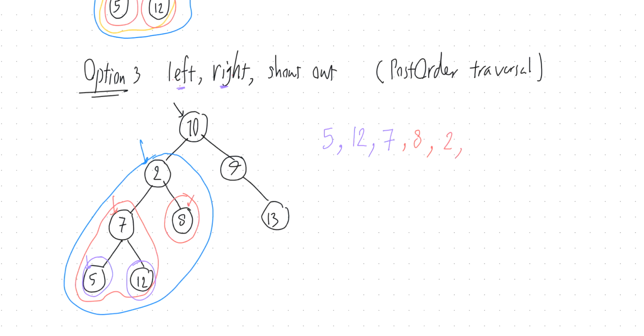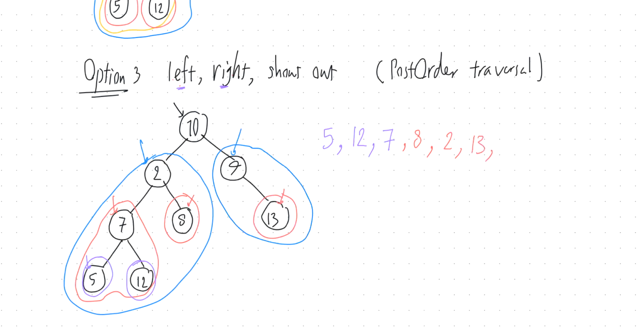So I finished the left subtree of 10. Now it's time to go to its right subtree. This guy, starting from here. Do I shout out 9? No. First, I have to go to left. There is no left. Then I have to go to right subtree. So we go to its right subtree here with 13. Left, right, shout out again. Left returns immediately, right returns immediately. Then shout out 13.